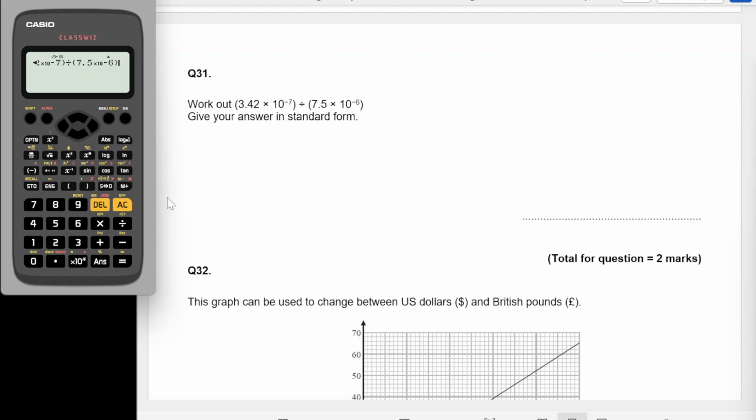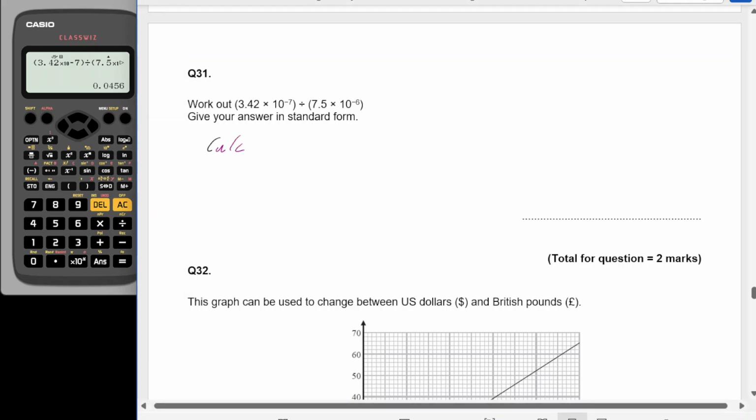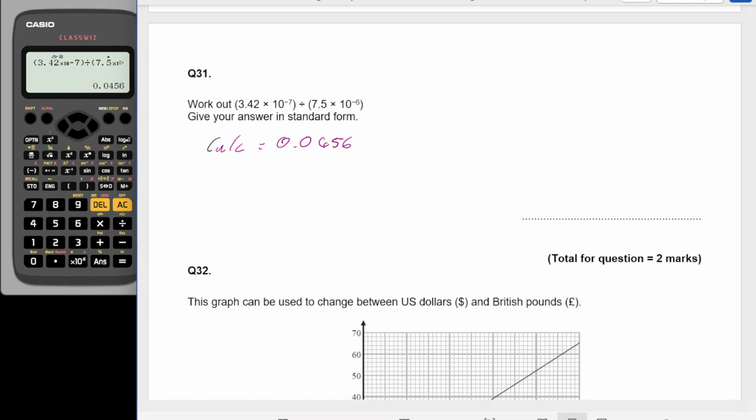Right, I expect that we will get a number, as it's a 2-mark question, I think our answer will not be in standard form, so we'll need to convert it. So the calculator equals 0.0456, that's where the first mark comes from, and then converting that, so that would be 4.56, so we move the decimal from there to there, we've moved it 2 spaces, so it's times 10 to the minus 2.